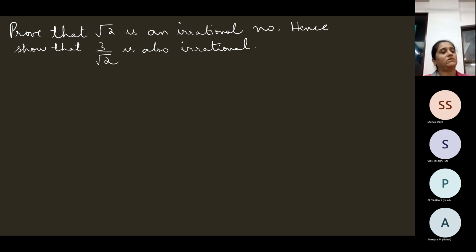So prove that root 2 is an irrational number. You all know the proof by contradiction method, right? All of you. The same thing is for 3, 5, 7, 11, and so on. All of you do that now. Prove that root 2 is an irrational number.